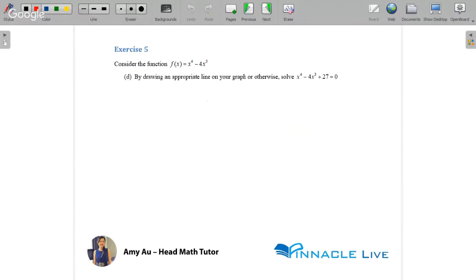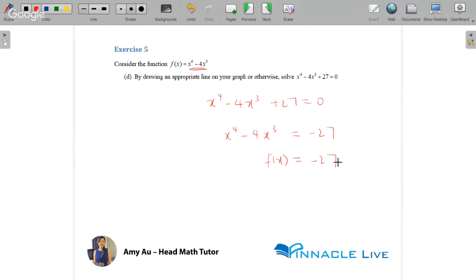Okay, so we are trying to solve x to the power 4 minus 4x cubed plus 27 equals 0. First, you have to match it up with the actual function itself. So how does that compare to the function? You can see that bit is the function. So what I'm going to do is just move the 27 across. What this statement actually means is you're trying to solve when the function is equal to minus 27. That's actually what you're solving for.